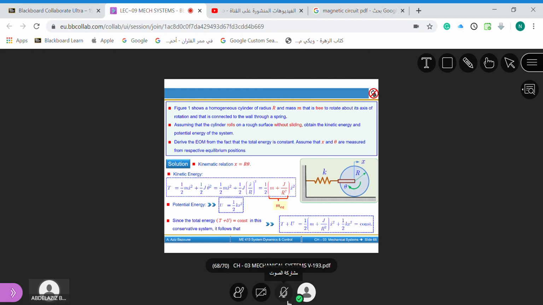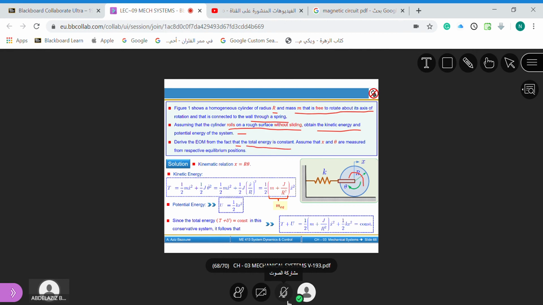I don't know if we have time for this problem, but if there is no time, it's the same. We solved it together. Figure 1 shows a homogeneous cylinder of radius R and mass M, free to rotate about its axis. It rotates about the axis here, and it is connected through a spring, and it rolls without friction. There is no friction, and there is no slipping also. Assuming the cylinder rolls on a rough surface without sliding, obtain the kinetic energy and potential energy of the system, and derive the equation of motion for the total energy that is constant.